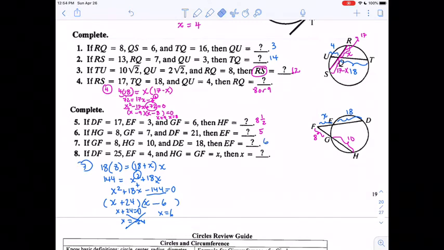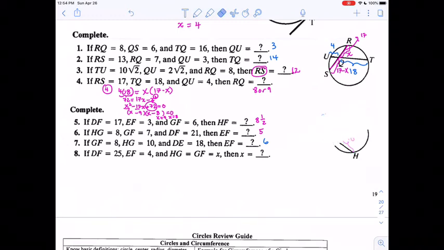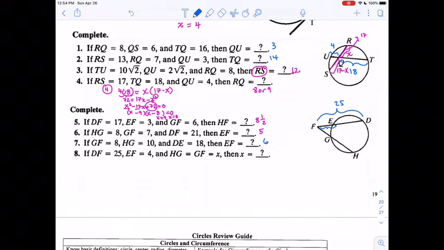Okay, and then as the last example, we're going to go ahead and do number 8 together. Okay, number 8, you have, and let me erase the picture. On number 8, you have DF is equal to 25. EF is equal to 4. GF is x. And HG is also x. They're both equal to each other.